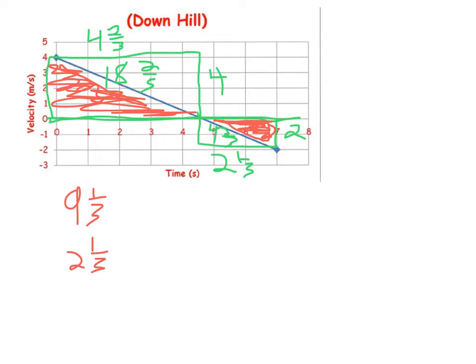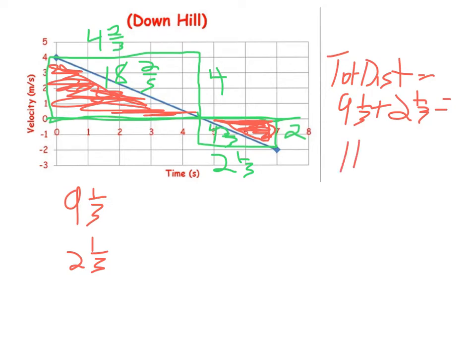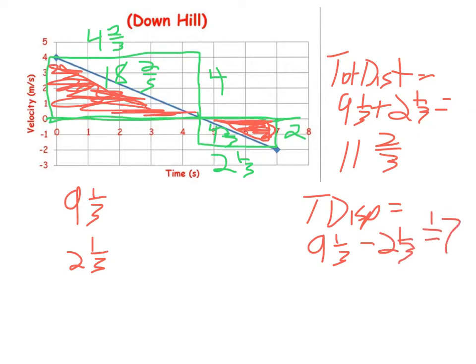So if you needed to find the total distance traveled, well, for total distance we're going to have 9 1/3 plus 2 1/3, which will give us 11 2/3. Then our total displacement is equal to, we had a positive 9 1/3 because we were moving forward in the first interval, but then we have to subtract the 2 1/3, and we would get a positive 7.